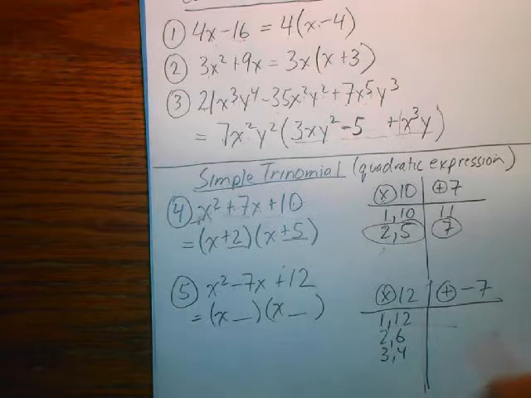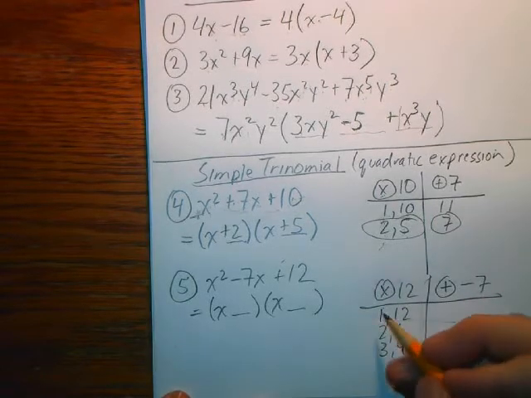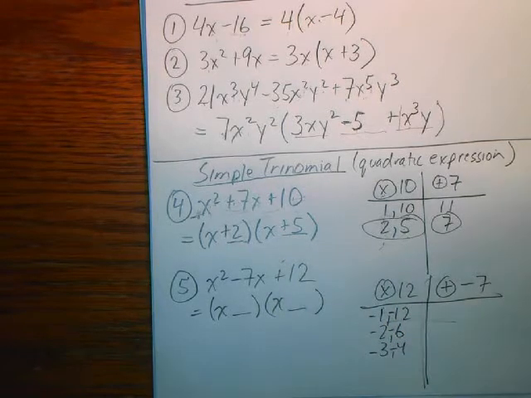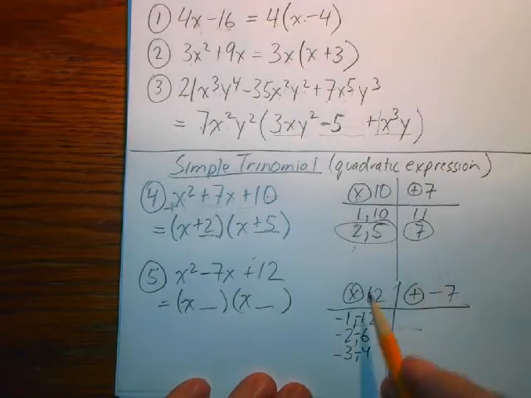Okay, now let's think about the signs of these numbers because they multiply to positive 12. That means if they multiply to something positive, they're either both positive or both negative. You look over here, when you add them together, you get something negative. So that means both numbers in each pair are negative. That's the only way you can get them to add up to something negative and multiply to something positive.